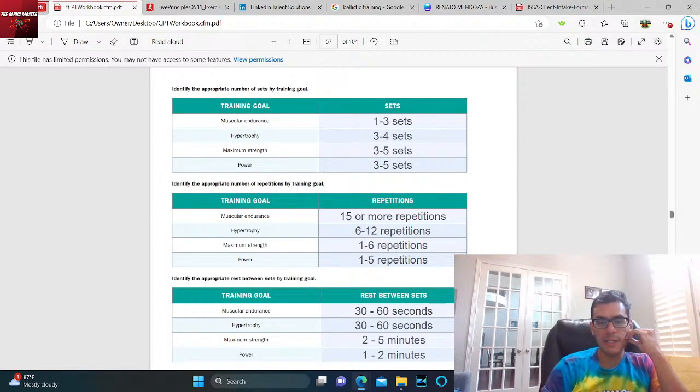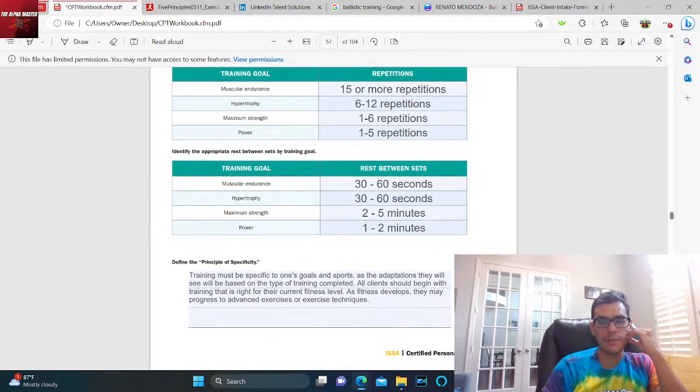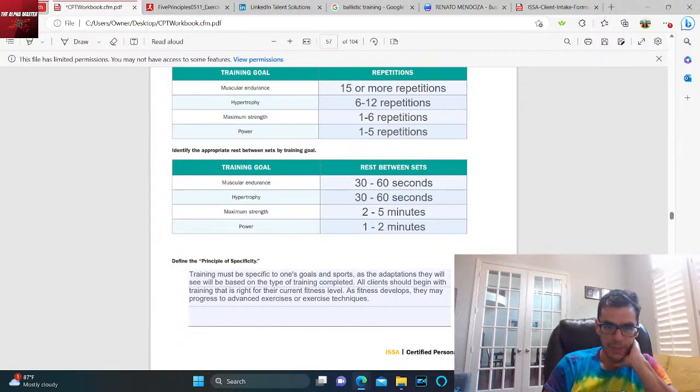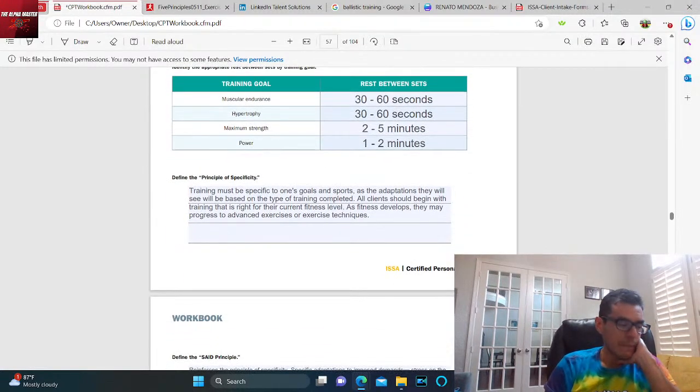repetitions. Appropriate rest between sets by training goal. For muscular endurance, you have 30 to 60 seconds. For hypertrophy, you also have 30 to 60 seconds of rest. Maximum strength, from 2 to 5 minutes of rest. And for power, you have 1 to 2 minutes of rest. Now the principles.